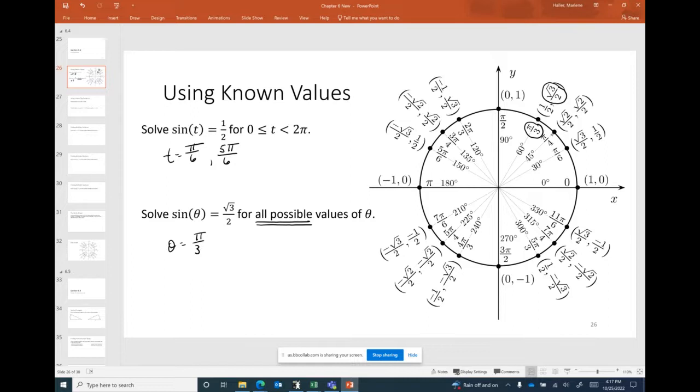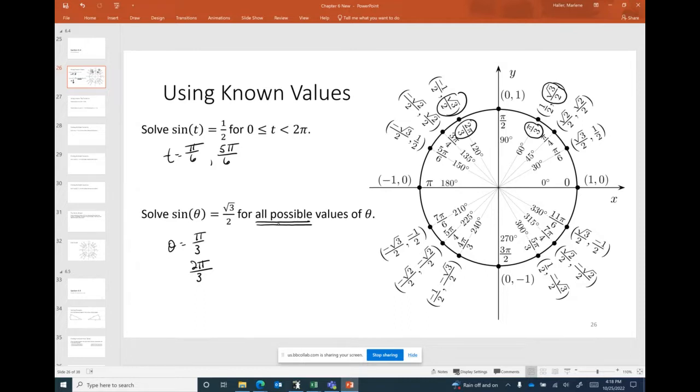Do we see it anywhere else as we go around the unit circle? Well, we do. We see it again right here at 2 pi over 3. Oops, 2 pi over 3, not 2 pi over 2. So there are two solutions. Are there any others? Well, no. There's not going to be any other y-coordinates of square root 3 over 2.